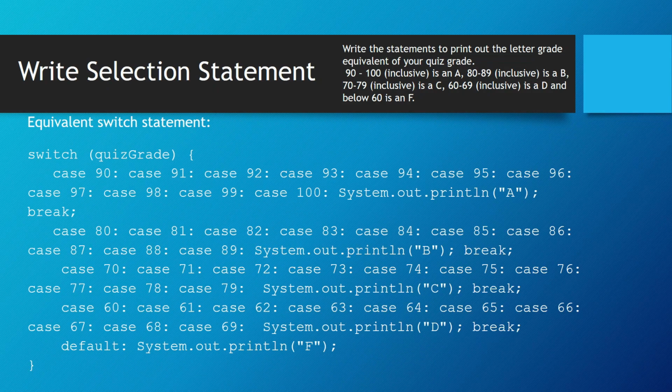Here is the equivalent answer written as a switch statement. You could switch on the quiz grade, and you would have 1 case for every numeric grade. You would then use a default to print out an F.